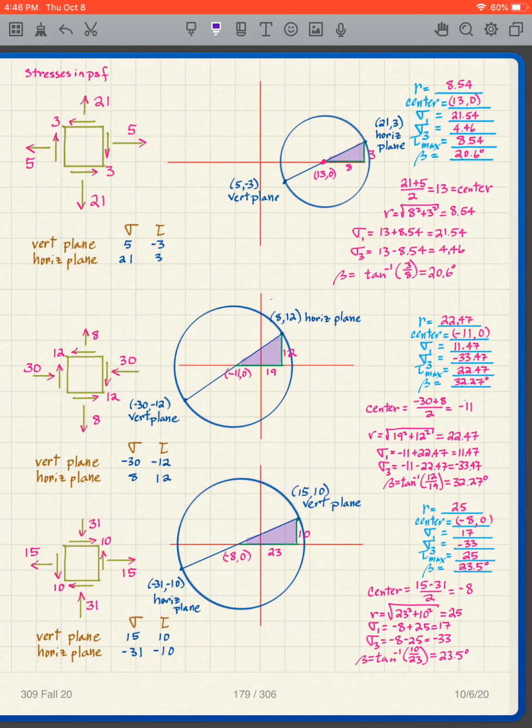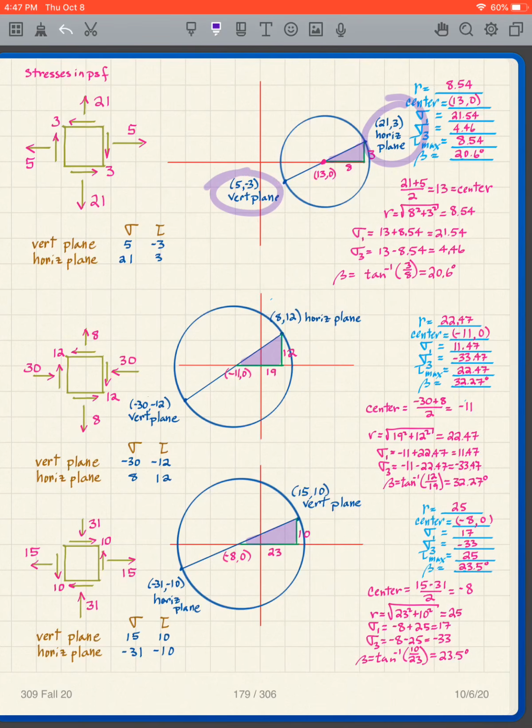So what do I have? I've got on the vertical plane, this is tension, so it's positive 5. This is clockwise, so it's negative 3. Right there, vertical plane. Horizontal plane, well, that's tension, so it's positive 21. This is counterclockwise, so it's positive 3. So 21, 3 on the horizontal plane. I plot these values: 21, 3 horizontal, 5, negative 3 vertical plane.